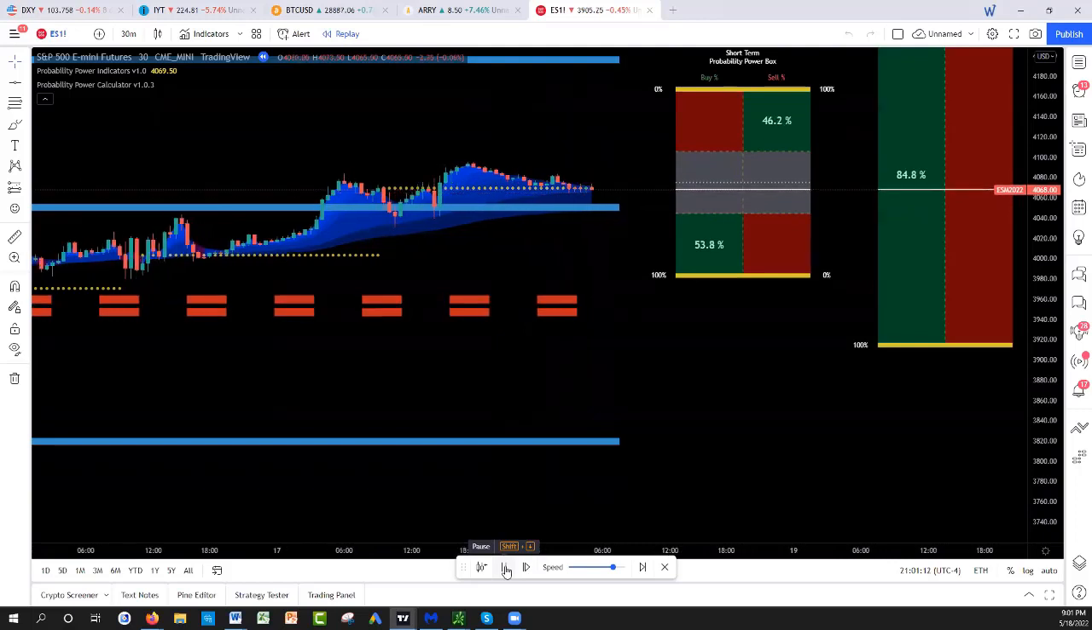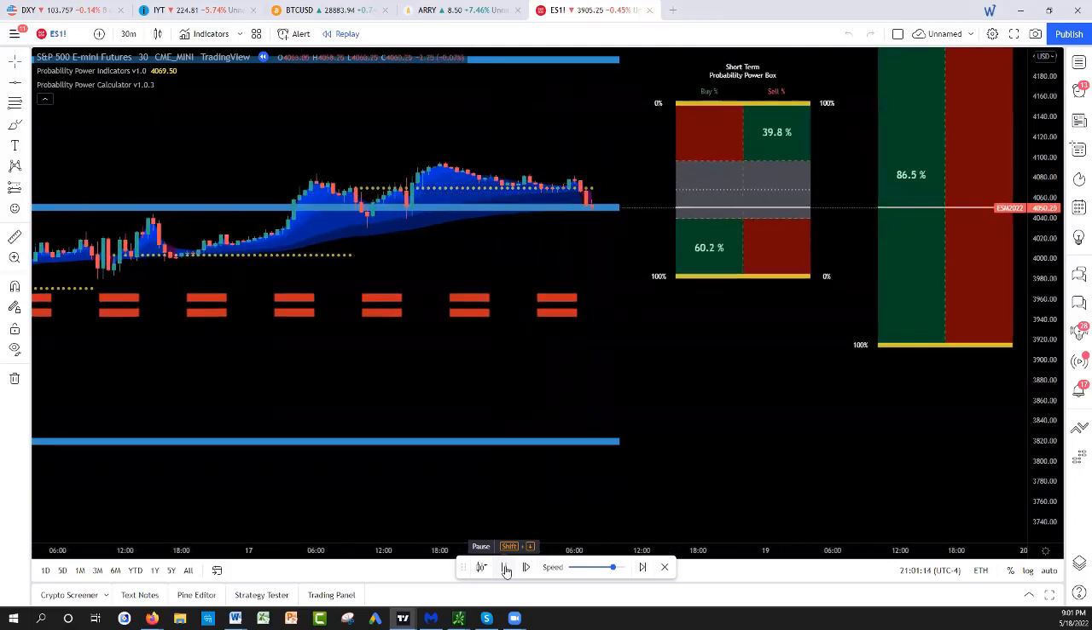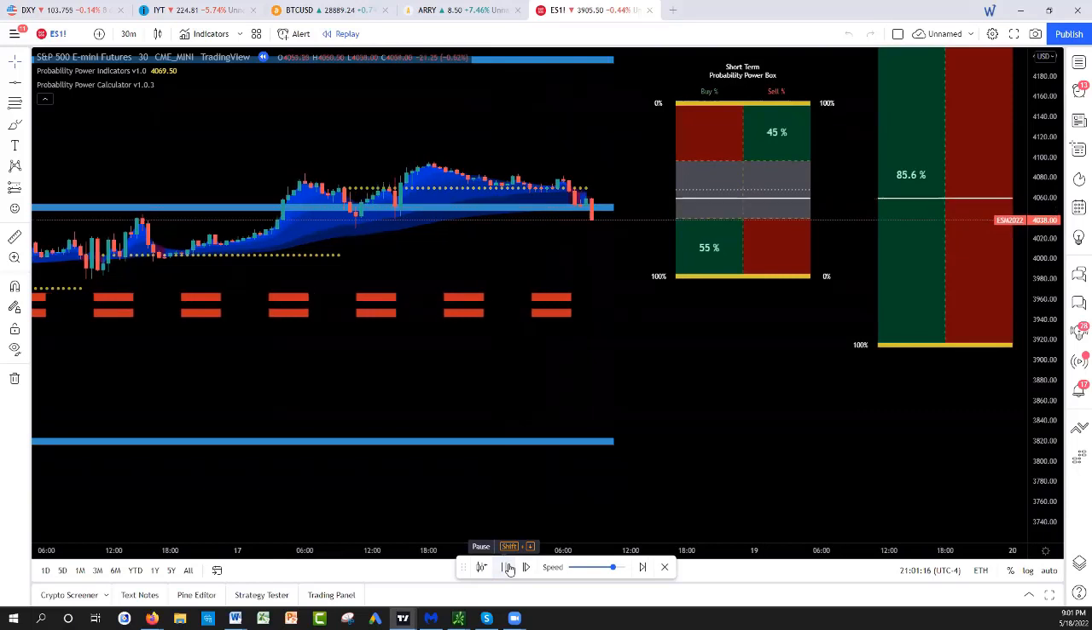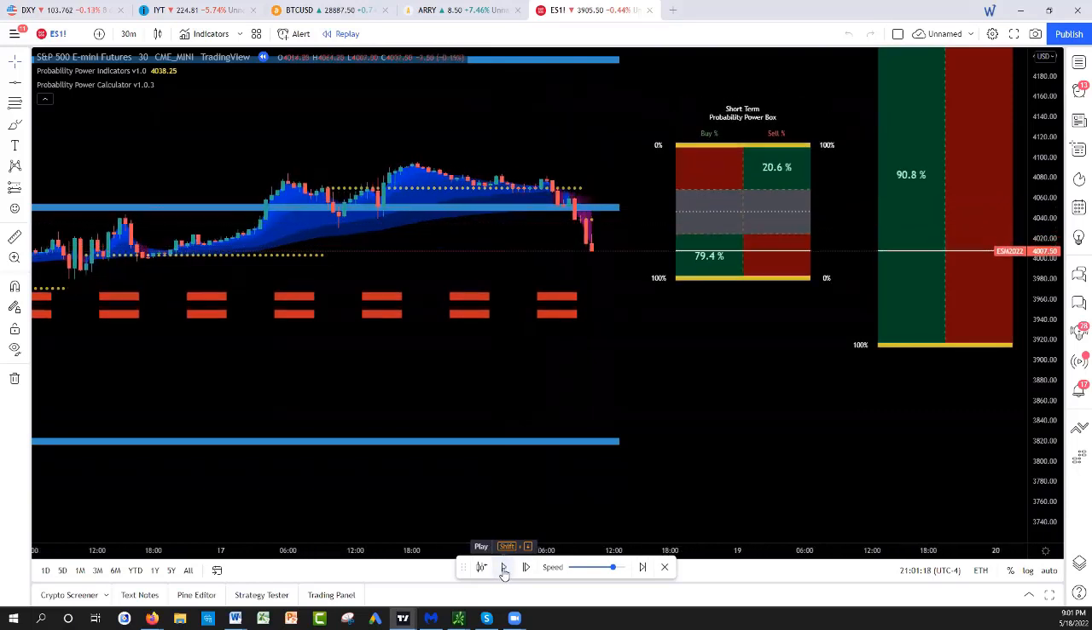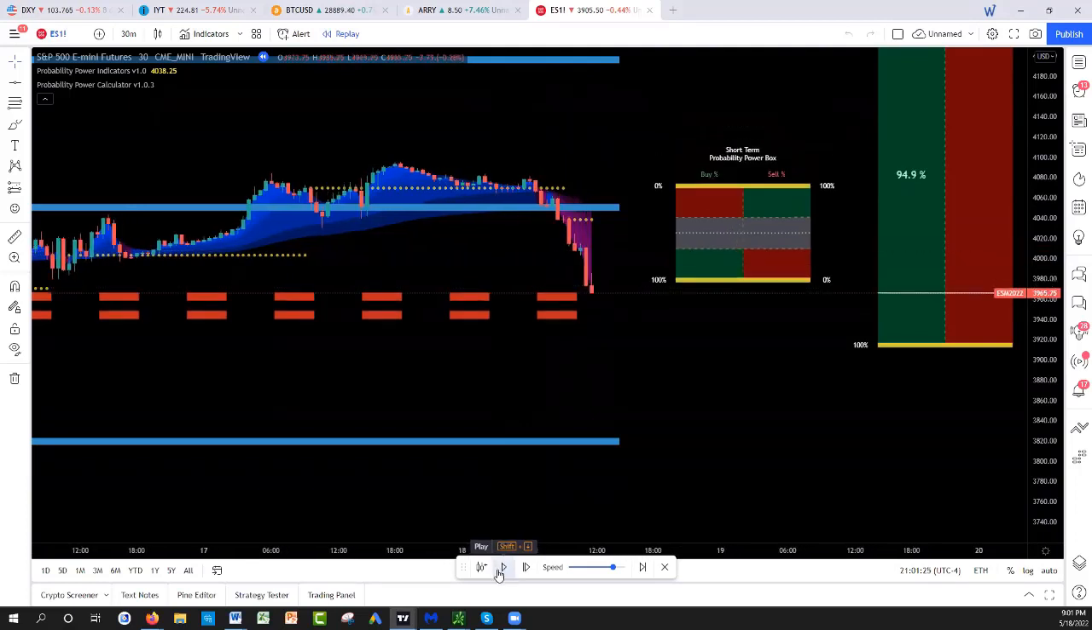We are about to retest the major, as you can see, and the major cracks. We continue going towards the edge of the short-term probability power box. When this is breached, and it will be breached, boom, we go to the institutional zone.